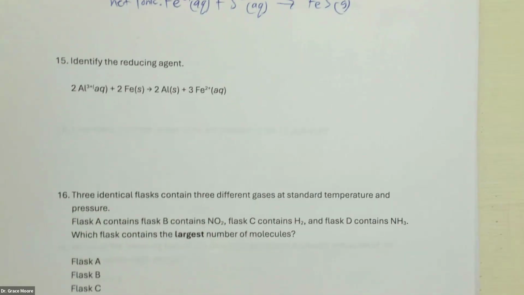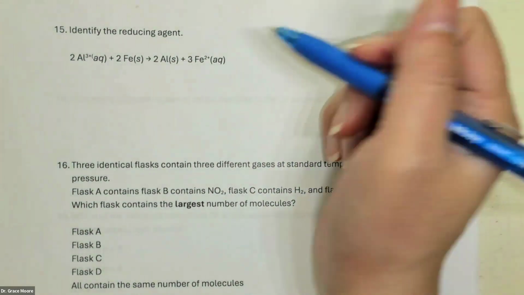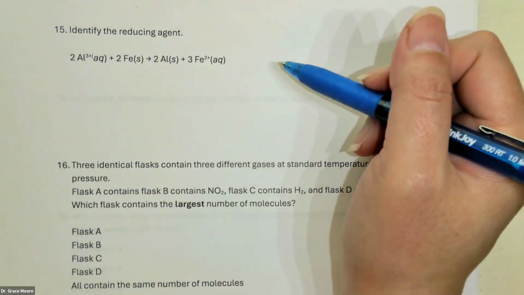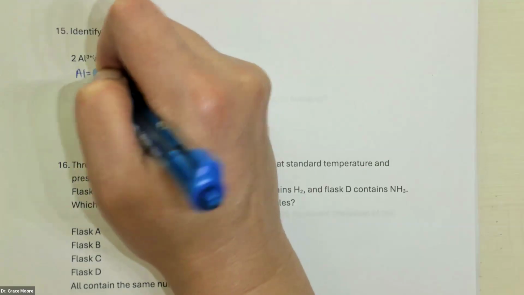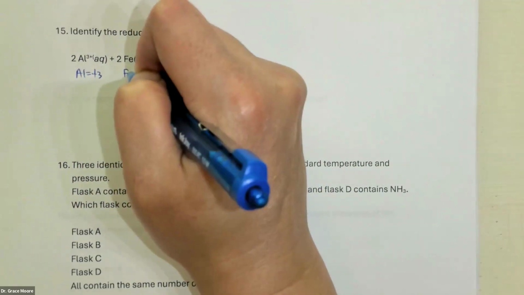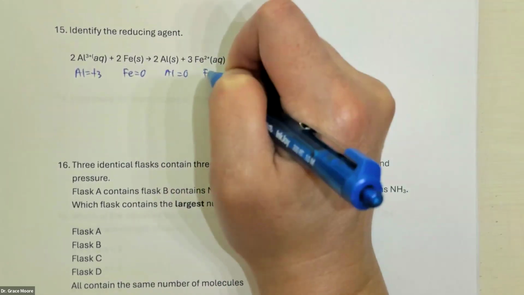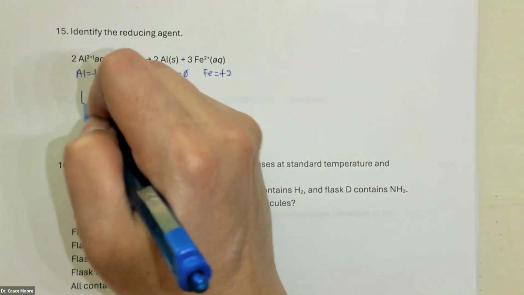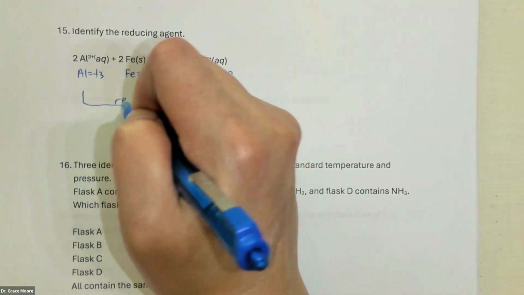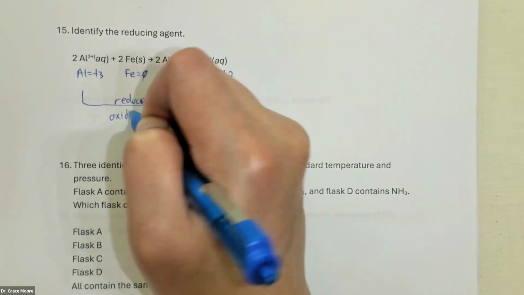All right, let's look for the reducing agent. The reducing agent means you have to find the oxidation state of everybody, find out who's oxidized, who's reduced. This Al is 3, Fe is 0, Al here is 0, Fe is plus 2. So 3 going down to 0, that's being reduced. This is the oxidizing agent.